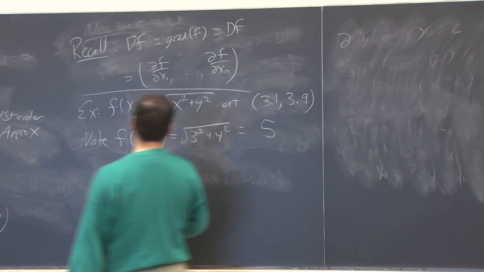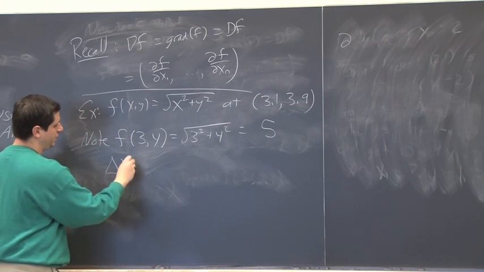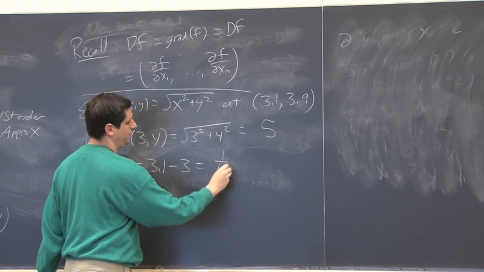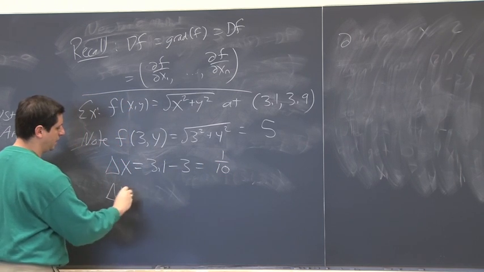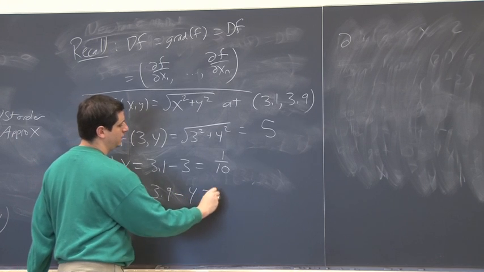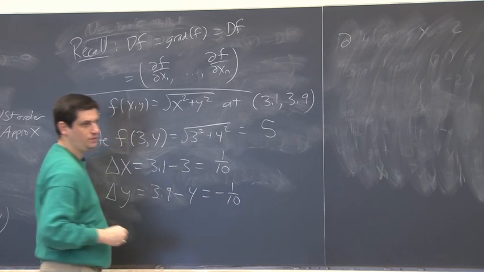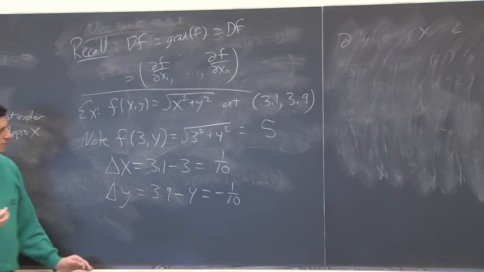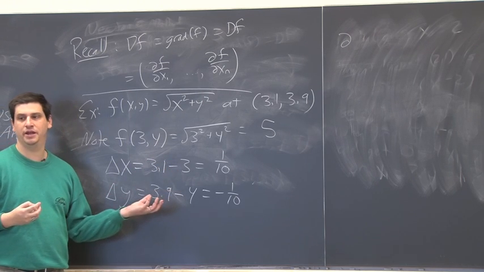All right, well, we need to compute some derivatives. Actually, before that, it's probably worth recording: what's the change in x? That's going to be 3.1 minus 3, or 1/10. And the change in y is going to be 3.9 minus 4, which is negative 1/10. So I'm moving a very small distance in x and y. And the question is, how accurate is my approximation going to be? I'm changing x and y by 1/10.